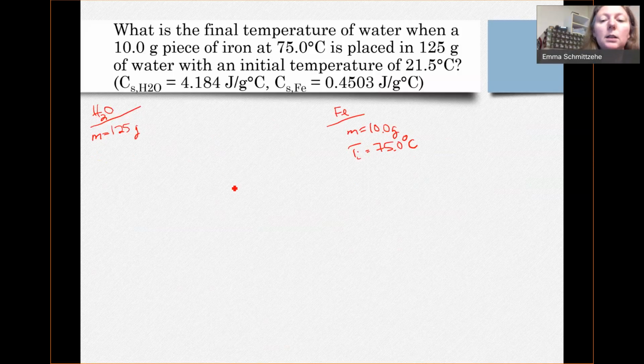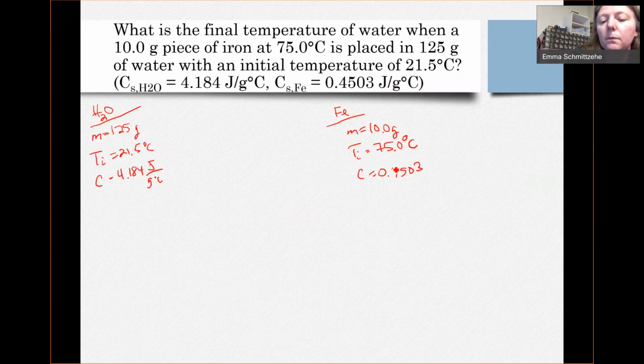And then let's see, 125 grams of water with initial temperature 21.5 degrees C. And then we have the heat capacity. Water is 4.184 joules per gram degrees C. And the heat capacity of iron is 0.4503 joules per gram degrees C. And we want the final temperature of water.